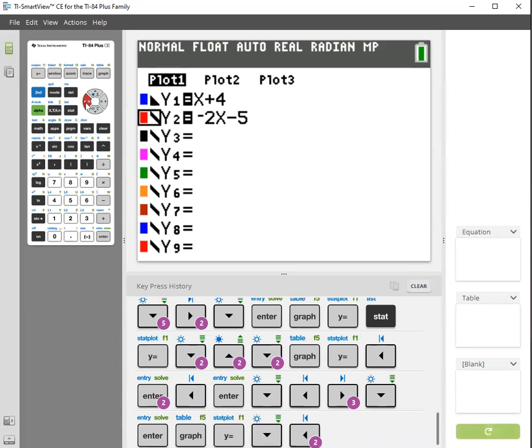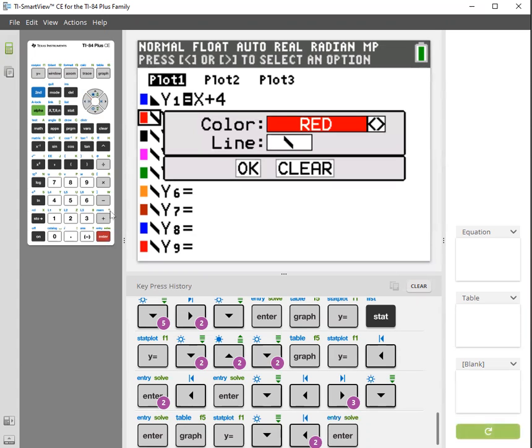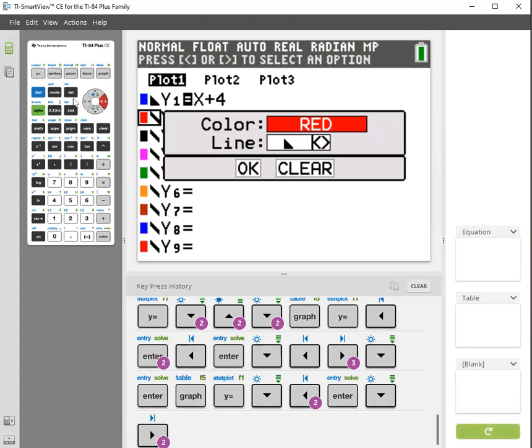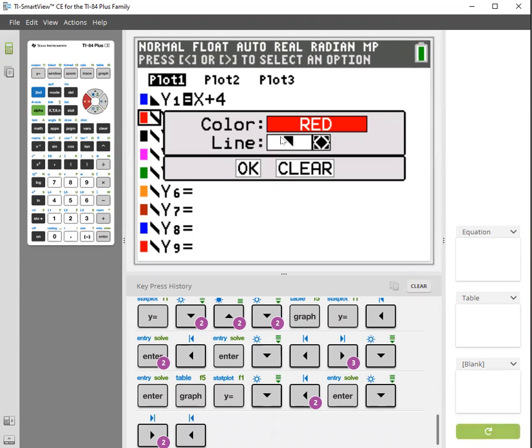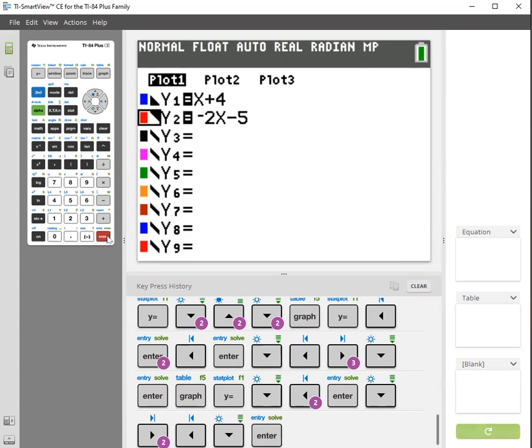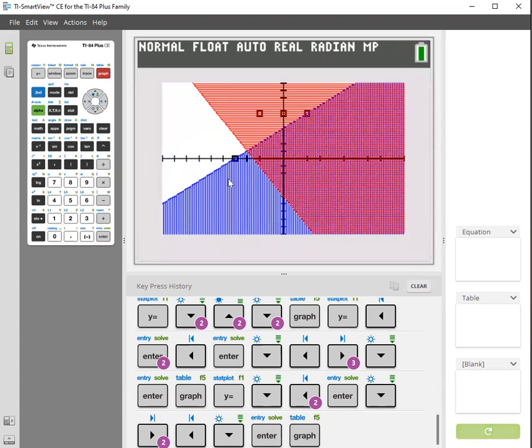I'll go all the way over to the left to the color icon and hit enter. This time I want it to shade with y values that are greater than the line. So I look for the triangle that's shaded above the line. That's the border line, and that's all the space above it. And hit OK. So now when it graphs it, it will shade above the red line.